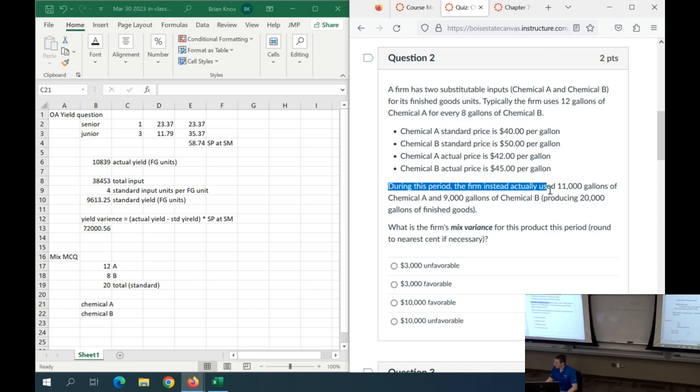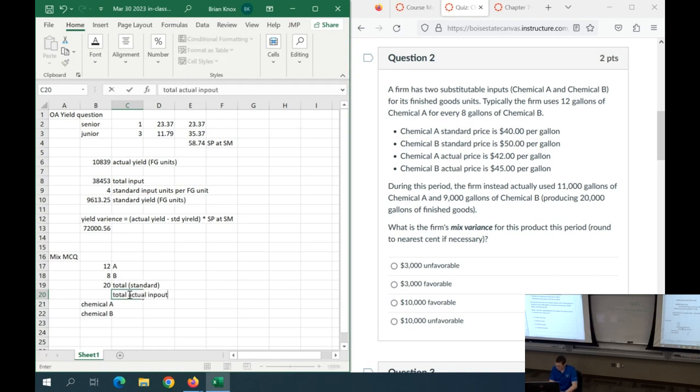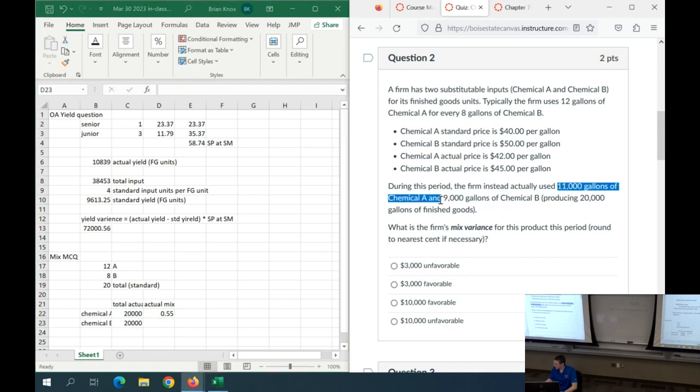All right, and then during this period we actually use 11,000 gallons of chemical A, 9,000 gallons of chemical B, producing 20,000 gallons of finished goods. All right, so now I'm going to build my table, which is total actual input, which is 20,000. You put it on both lines here. And here's where I'm going to start using the mixes. So we have actual mix on the right here, and that is 11,000 divided by that total, 55%. That's 11,000 gallons of chemical A right here. And we have 9,000 gallons of chemical B divided by the total right here.